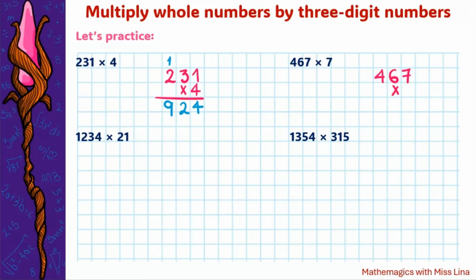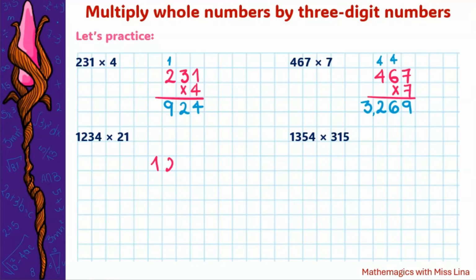The second one. 467 times 7. 7 times 7 is 49. You carry the 4. 6 times 7 is 42. Plus 4 is 46. 6, and you carry the 4. And 7 times 4 is 28. Plus 4 is 32. 3,269.